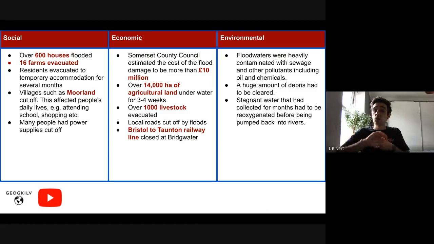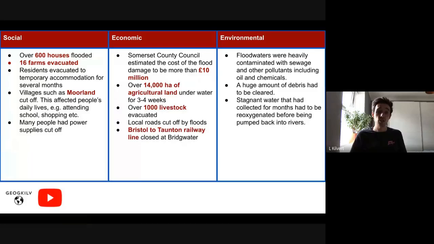So 600 houses, just like that lady's, have been destroyed. 16 farms had to be evacuated. Okay, and when we talk about evacuating farms, we're not just talking about evacuating it from people. If we look down here on the economic side of things, you've got over 1,000 livestock. So we're talking about cattle and cows that had to be evacuated as well. You've got local residents being moved into temporary accommodation for several months, and that actually links into some of the responses which we'll look at next lesson.